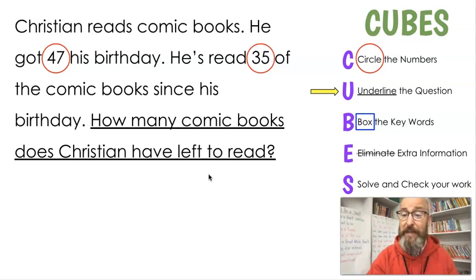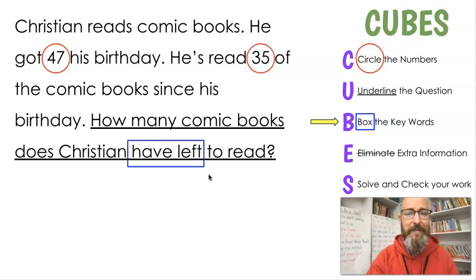Next, we're going to B. What is B? Box the keywords. What are the keywords? Have left. That's correct. And when you see have left, that means what are you supposed to do? Add or subtract? Subtract. That's right. Next, we're going to eliminate any extra information. Do you see any extra information here? Yeah, Christian reads comic books. I'm glad he likes to read, though. But that doesn't help us solve the problem. So next we can go to solve the equation.